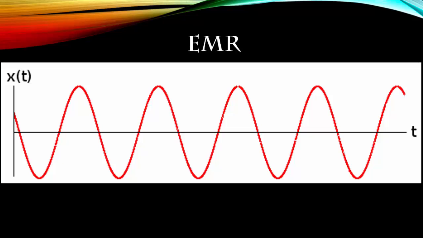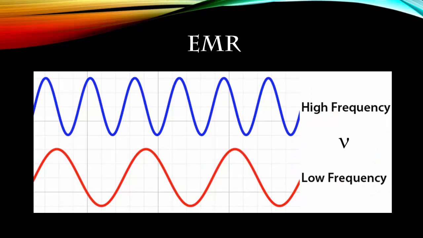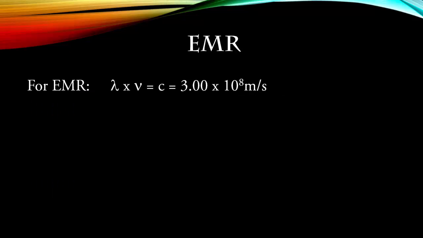As far as waves go, we are concerned with two measurements. The first is the wavelength, distance from peak to peak, and the frequency, how many waves pass a fixed point in 1 second. The former is called lambda, the latter is called nu. And for electromagnetic radiation, lambda times nu, wavelength times frequency, equals the speed of light c, which is 3.00 times 10 to the 8th meters per second.